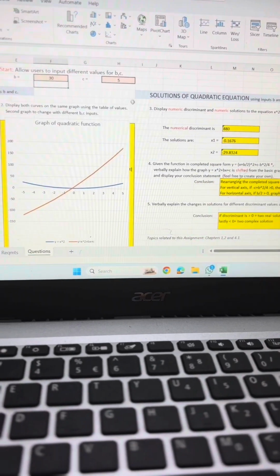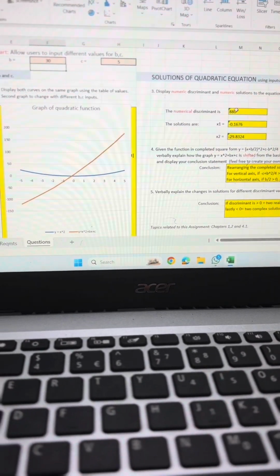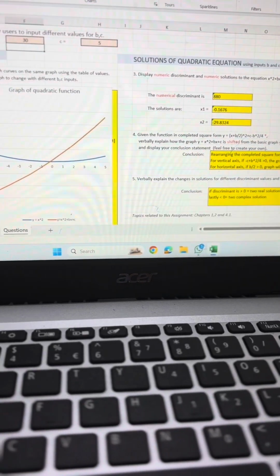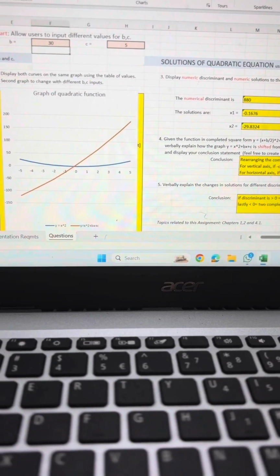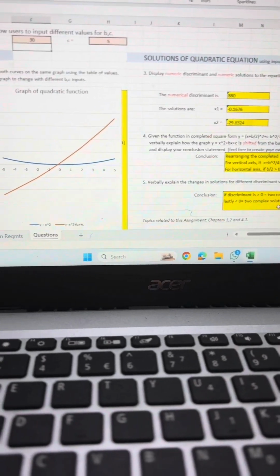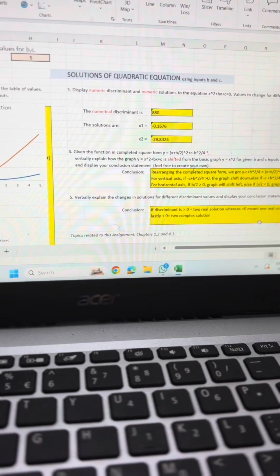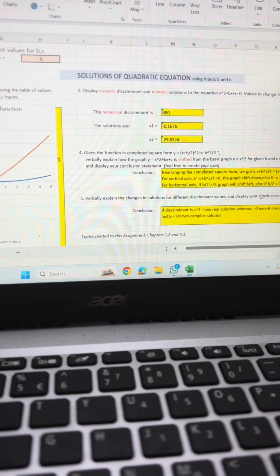Let's see. Okay, it seems we don't need to change much, we just need to change one value, and it turned out to be positive, so we have 2 root solutions. These are the 3 types of solutions: the first one is positive, we get 2 root solutions, equals to 0 means 1 root solution, and lastly a negative value is 2 complex solutions, for our question 5. For question 4, it's basically about the shifting of the graph.